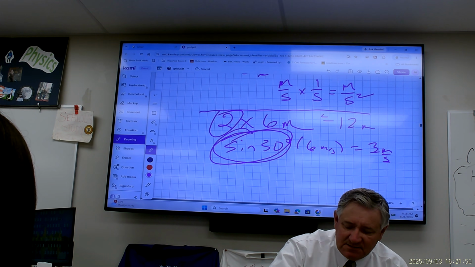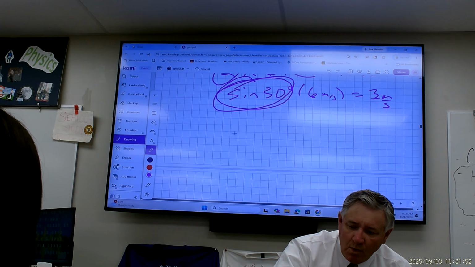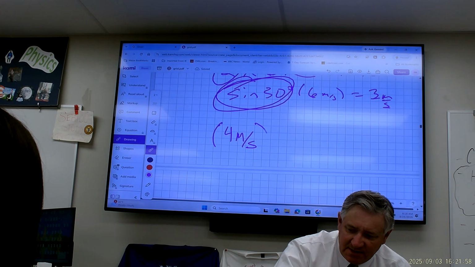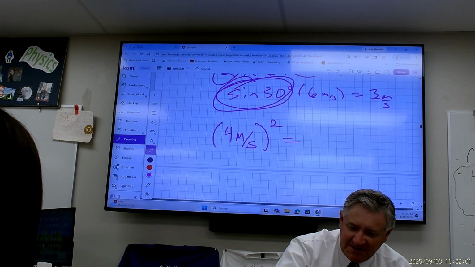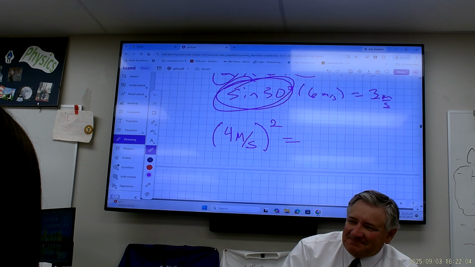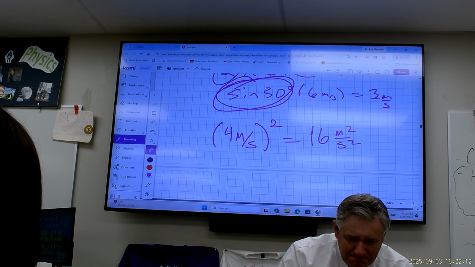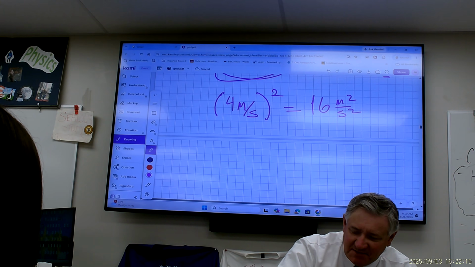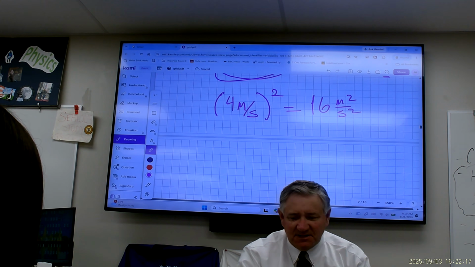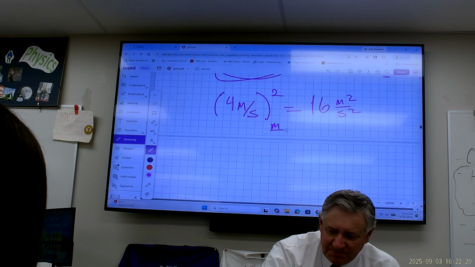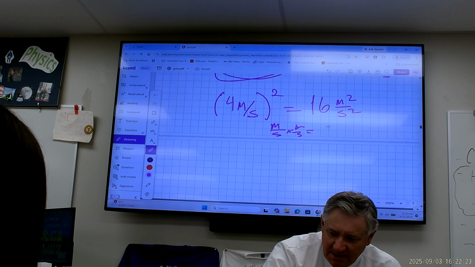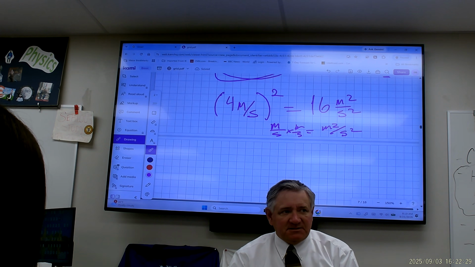Now, what if I did this? This is the stuff that we're going to do a lot. What if I were to take 4 meters per second squared, squared? What am I going to get? 16 meters squared over second squared. Fantastic. Why? Because you distribute the exponents. So 4 times 4 isn't the issue, that's going to be the 16. Then I take meters per second times meters per second and get meters squared over second squared. Got that process.